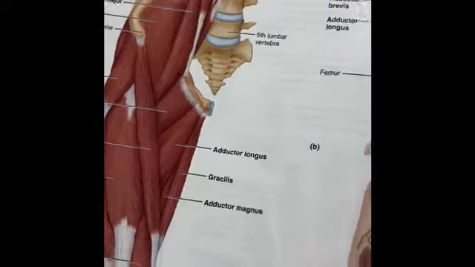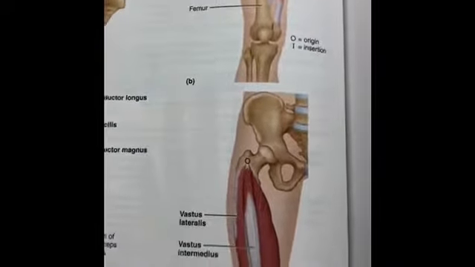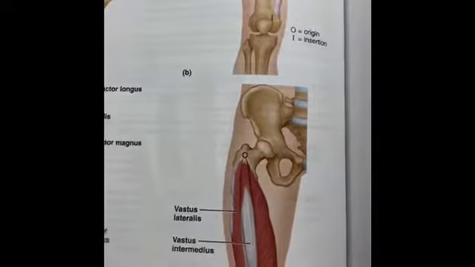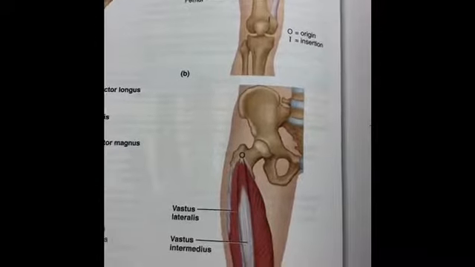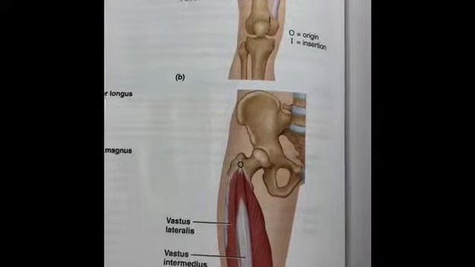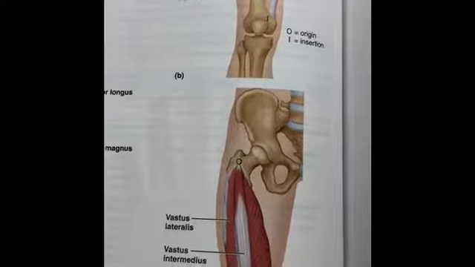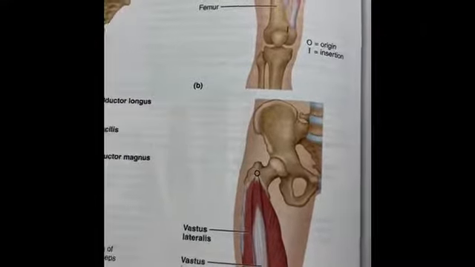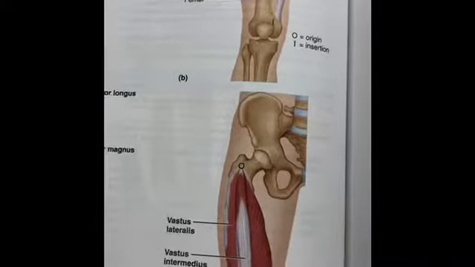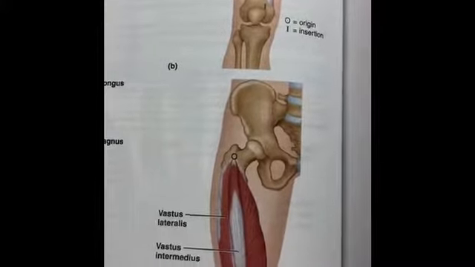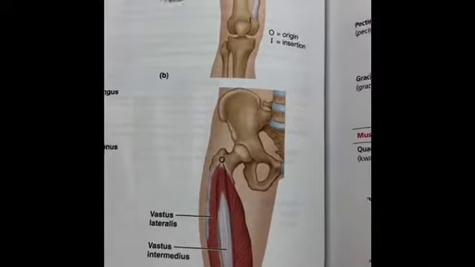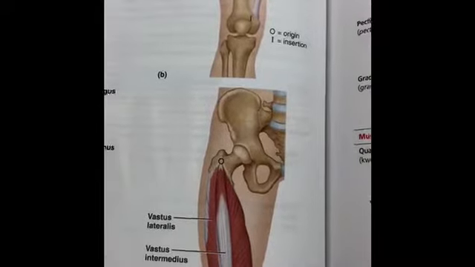The next one is the vastus lateralis, and that is this muscle right here. The origin is the greater trochanter, the intertrochanteric line, and the linea aspera. The insertion is the patella and tibial tuberosity via the patellar ligament, and the action is that it extends the leg and stabilizes the knee.